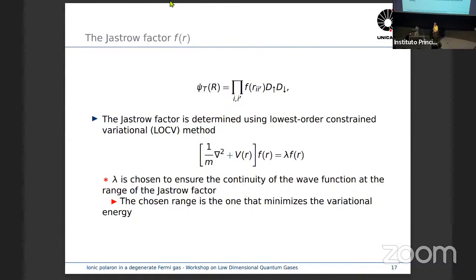Okay. How do we choose this factor of the Jastrow form? What we do is use this lowest order constrained variational method, which means to solve this Schrödinger-like equation. And we look for lambda such that the Jastrow factor ensures the continuity of the wave function at a given range. And this range is chosen in a way that minimizes the energy of this equation.